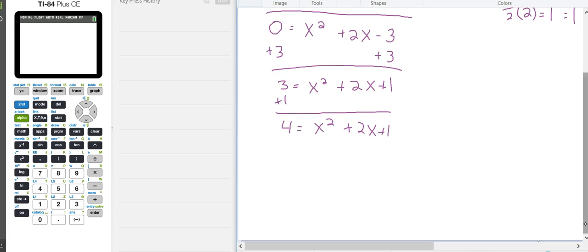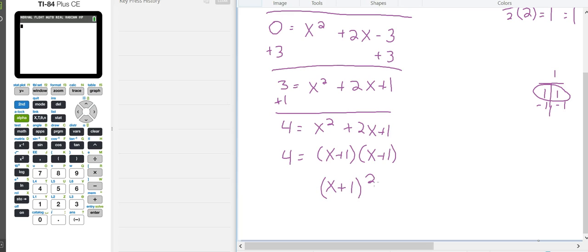Now we want to factor the right-hand side. We need to find factors of positive 1 that add up to 2. Factors of positive 1 are just positive 1 and positive 1, or negative 1 and negative 1. Factors that add up to positive 2 are positive 1 and positive 1. So 4 is equal to x plus 1 times x plus 1. We can rewrite x plus 1 times x plus 1 as x plus 1 squared. So x plus 1 squared is equal to 4.